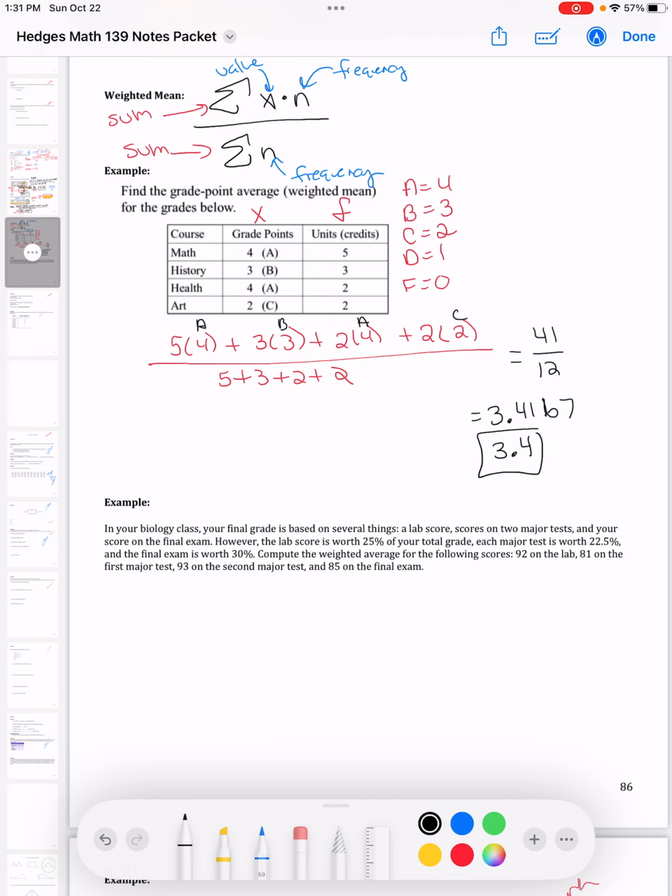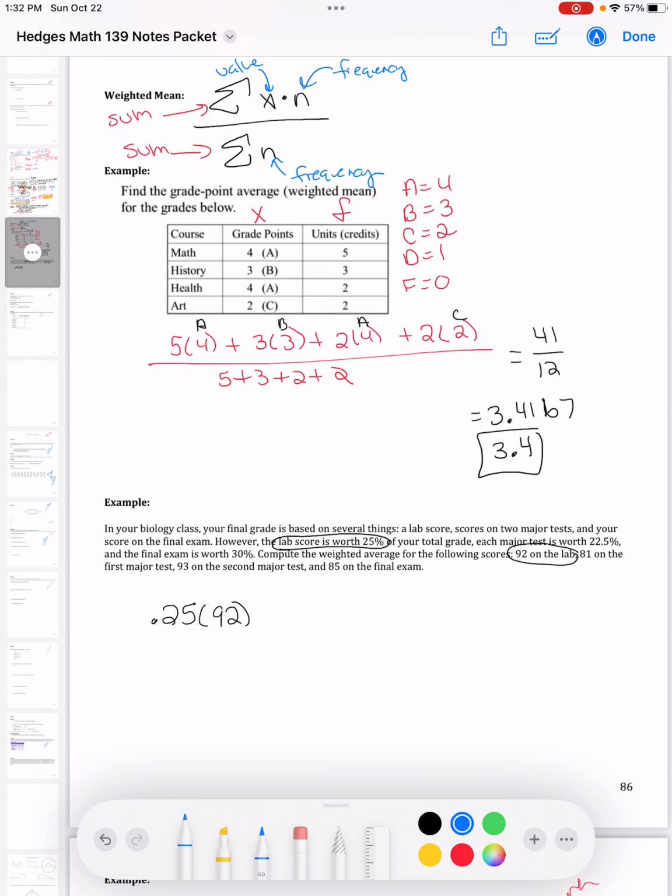Now, I like to change all my percents to decimals. Technically, you don't have to. Just choose. Either do or do not. I'm just going to change mine to the decimals. All right, I'm going to try to line up the grade that goes with the percentage. So let's see. In this particular biology class, the lab is worth 25%, and it shows we made a 92 on a lab. So I'm going to do that 25% times 92.